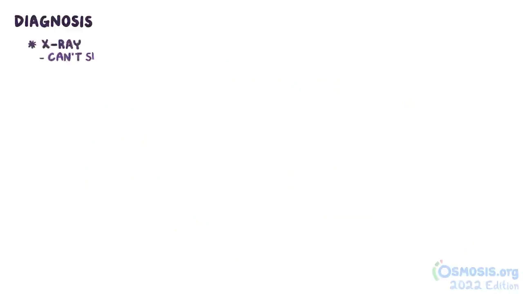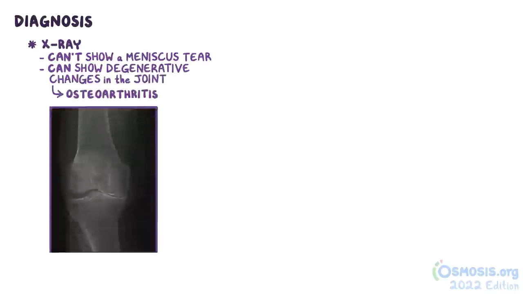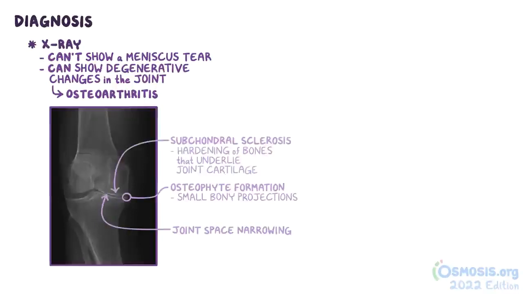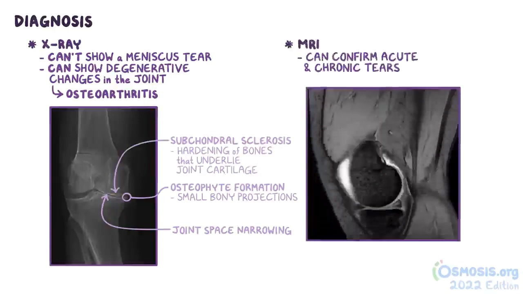An X-ray can't directly show a meniscus tear, but it can show degenerative changes in the joint, like those in osteoarthritis, which are commonly found in cases of chronic tears. Examples of osteoarthritic changes are joint space narrowing, osteophyte formation, which are small bony projections, and subchondral sclerosis, which means hardening of the bones that underlie the joint cartilage. However, the diagnosis of acute and chronic meniscus tears can be confirmed using an MRI, which will not only show the tear, but also the size and location.